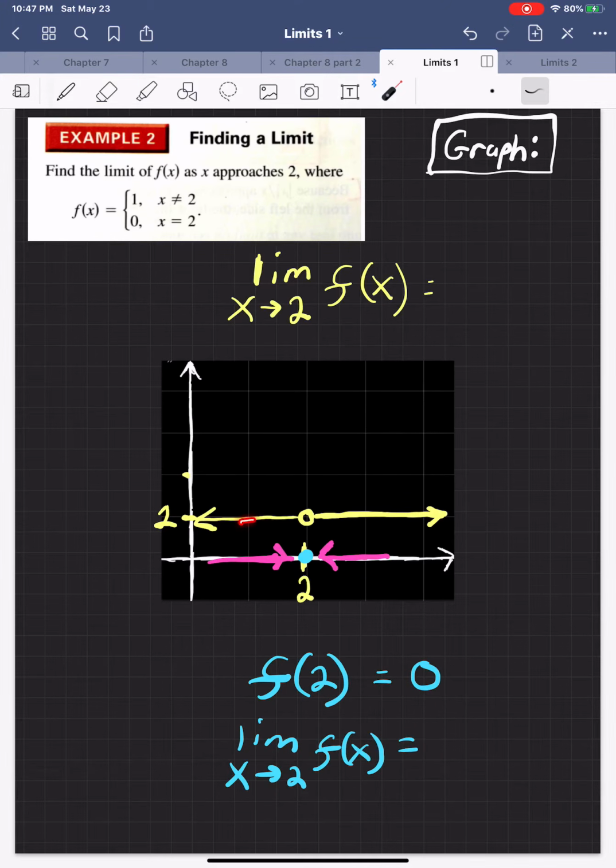If you're getting close to 2, then your answer is what? 1. So the limit of f of x as x approaches 2 is 1, even though f of 2 is not 1. I know that can be confusing.